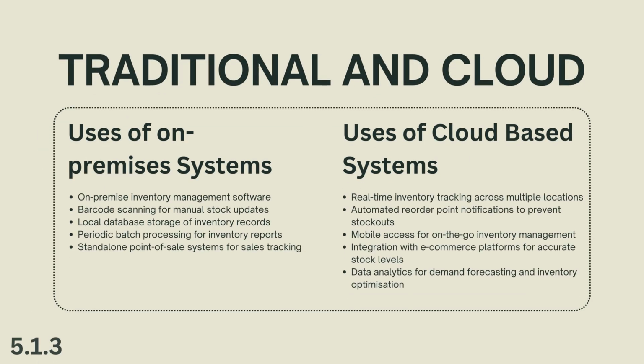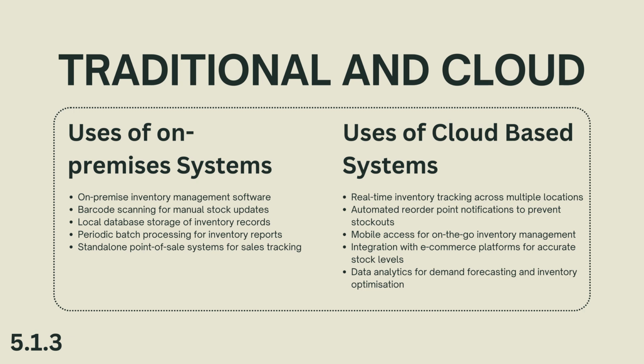Concept 5. Traditional versus cloud-based technologies for business communication and collaboration. Businesses have two main options for their IT infrastructure: traditional on-premises systems and cloud-based technologies. Both have their merits and are used for various aspects of business operations, including communication and collaboration.